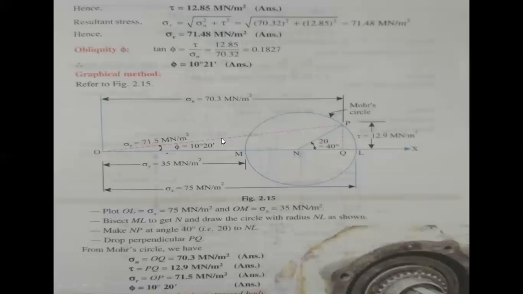When we measure O to P, we find this line is around 71.5 millimeter. So this way it will be 71.5 mega Newton per meter square, because we have assumed 1 millimeter is equal to 1 mega Newton per meter square. The resultant stress is 71.5 millimeter, 71.5 mega Newton per meter square. That is almost similar to the analytical results. All these results are the same as we found in the analytical method. So the graphical method gives the same results as the analytical method.